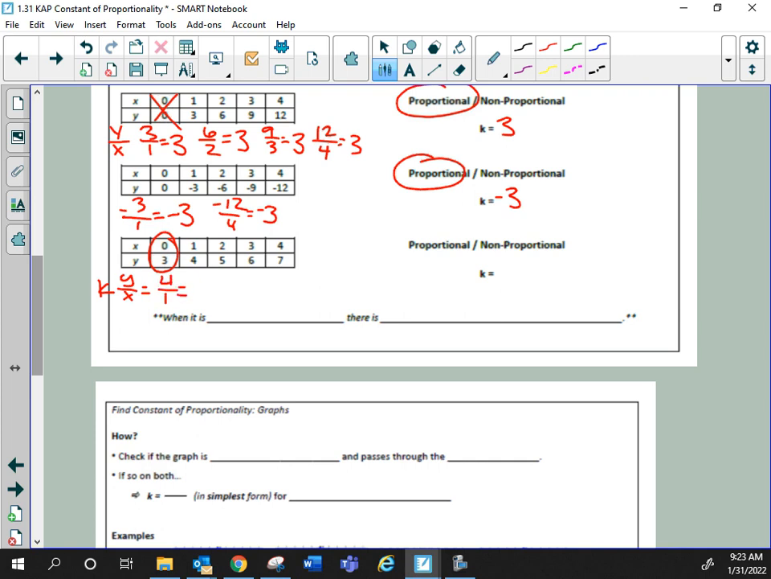4 over 1 simplifies down to 4. But for it to be constant, it has to stay the same all the time. If I pick a different one, if I put 6 over 3, that simplifies down to 2. Are 4 and 2 the same number? No. So it is not proportional. There is no constant of proportionality. They do not simplify to the same thing. So when it is non-proportional, there is no constant of proportionality.